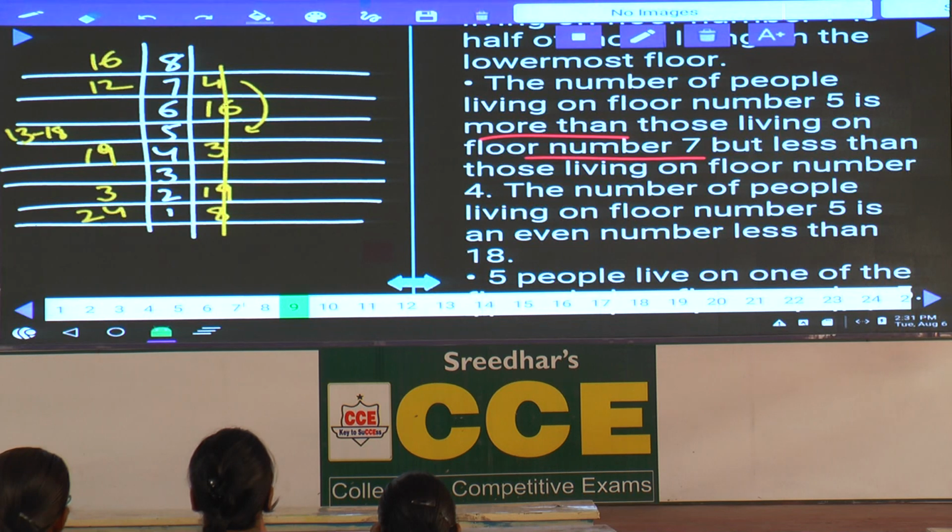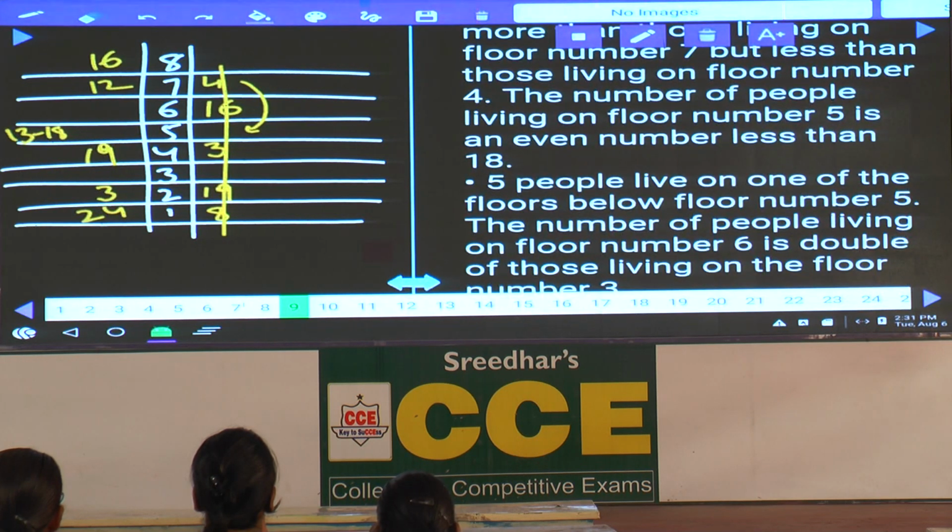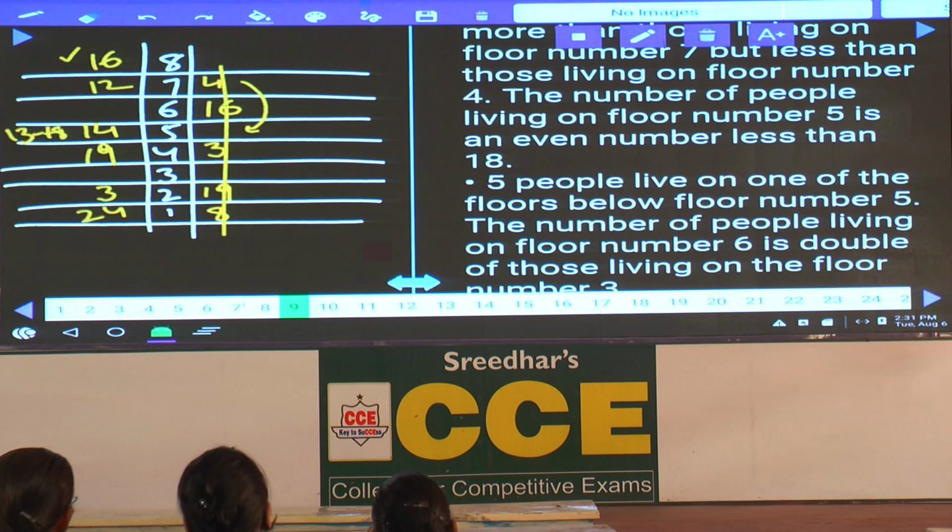Then the number of people living on floor number 5 is more than those living on floor number 7 but lesser than those living on floor number 4. And the number of people living on floor number 5 is an even number less than 18. Even number lesser than 18, it cannot be 18. Hence, it can be either 14 or 16. Out of which 16 was already there on the topmost floor. Hence, what is left over here? 14 people. Hence, 14 people must live on floor number 5.